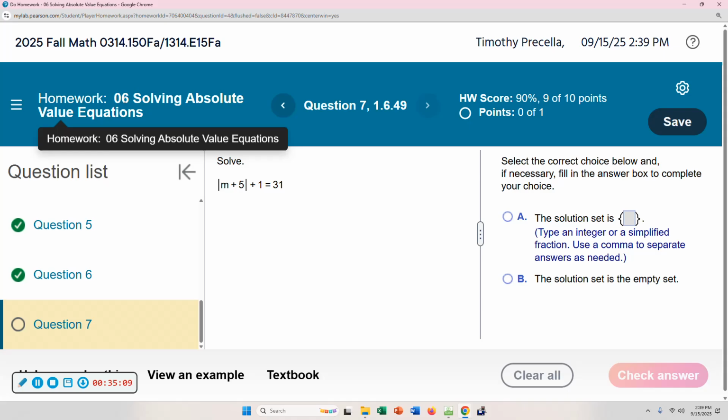Okay, we want to solve the equation. The absolute value of, that's an m like money, plus 5. I know my m's and n's sound alike. So m like money, not n like Nancy.